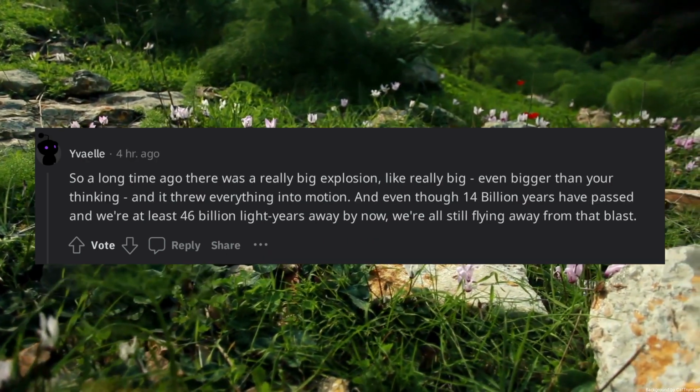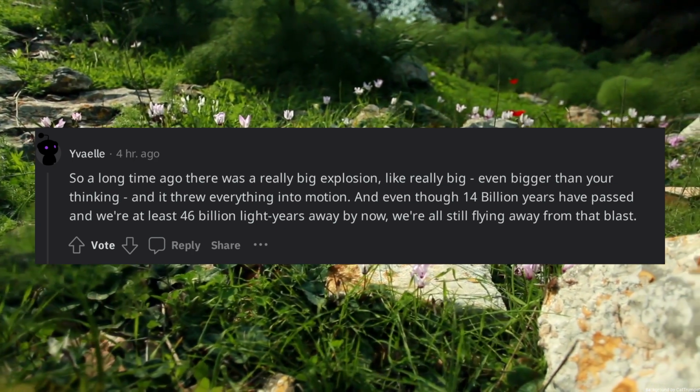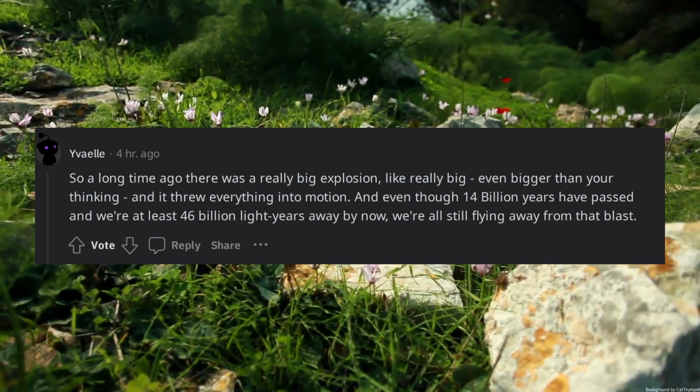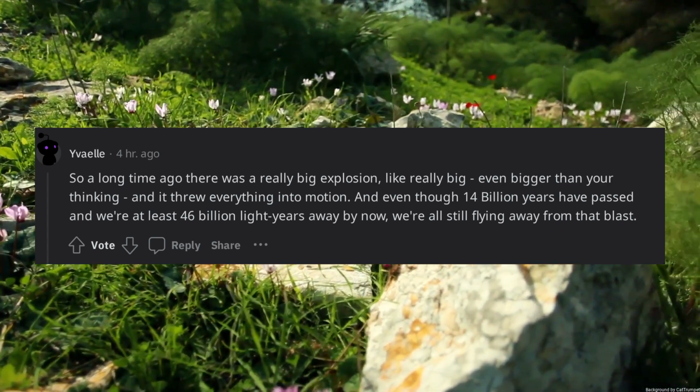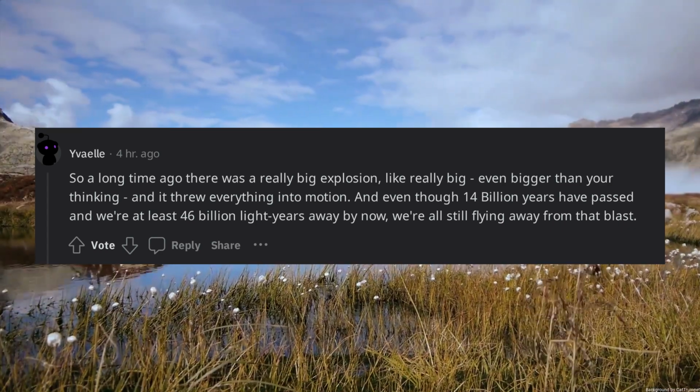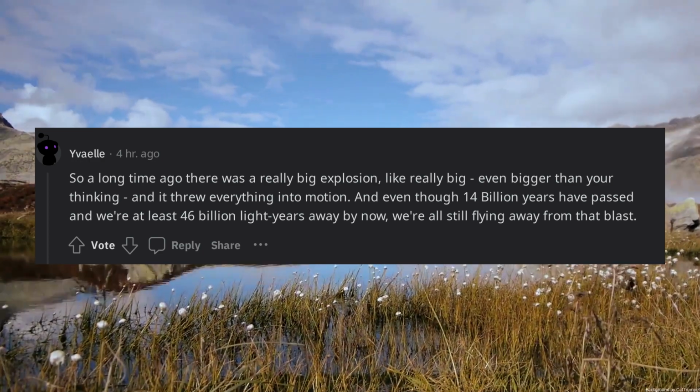So a long time ago there was a really big explosion, like really big, even bigger than you're thinking, and it threw everything into motion. And even though 14 billion years have passed and we're at least 46 billion light years away by now, we're all still flying away from that blast.